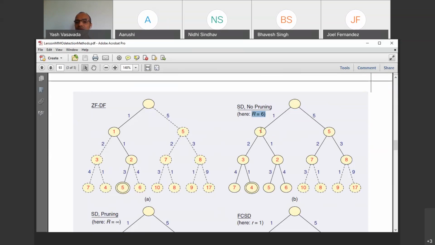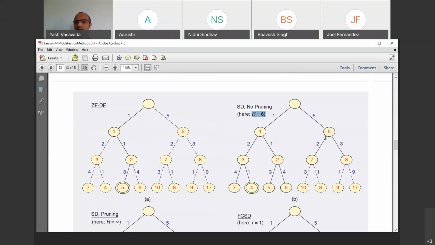So the example is shown here. The algorithm starts and at the first level it computes 1 and 5. They both are less than 6, so it cannot stop counting. It goes to the next level. Here it gets 3 and 2. So it still has to keep on searching along this branch.